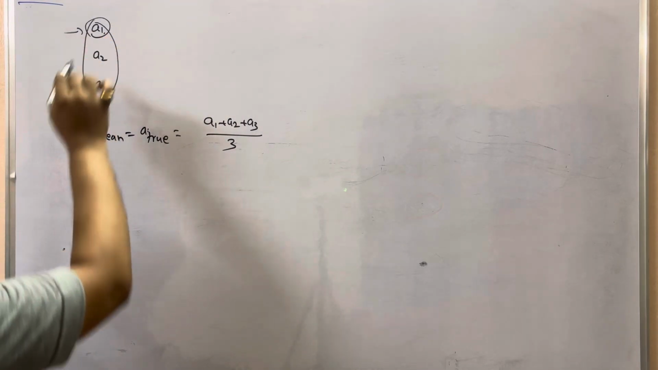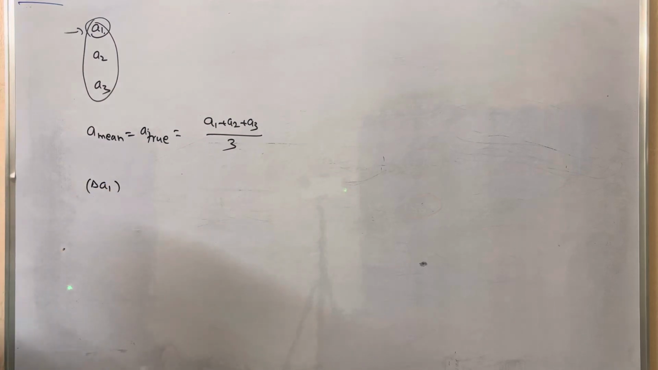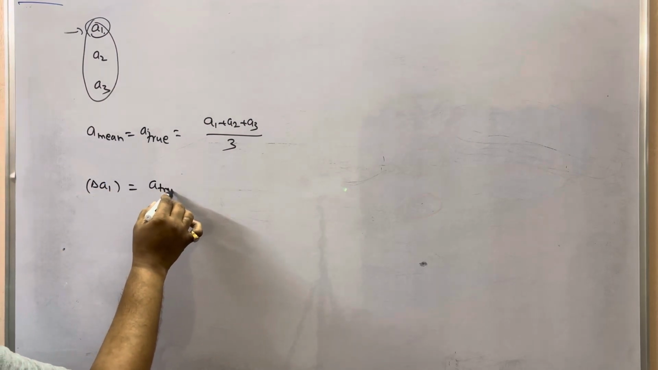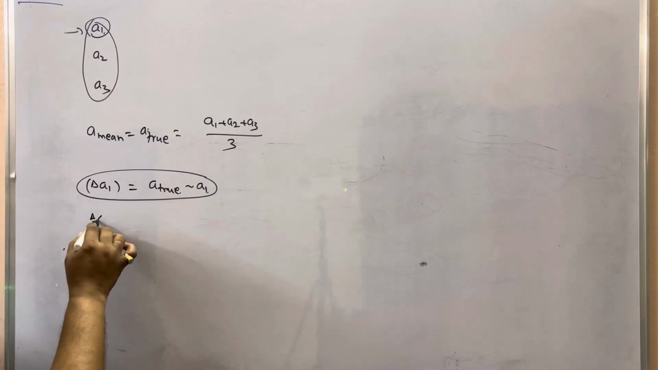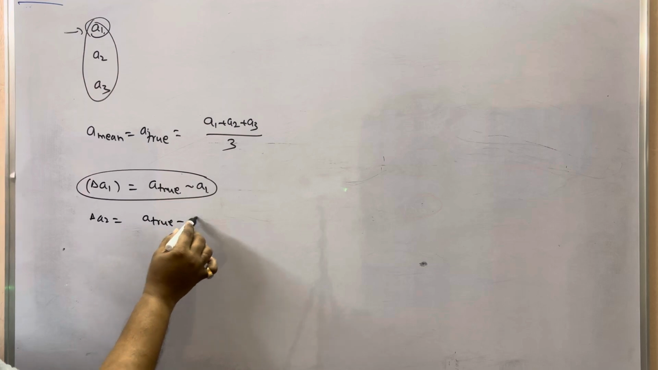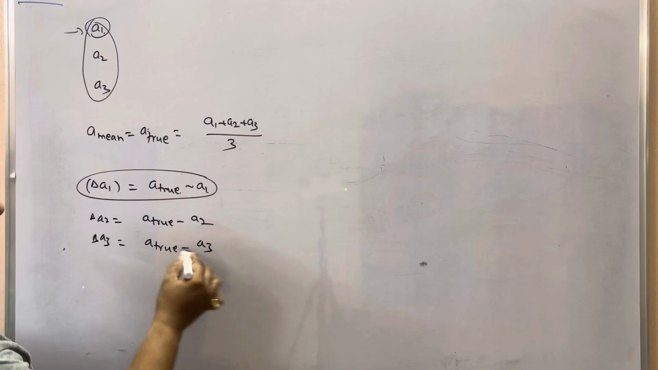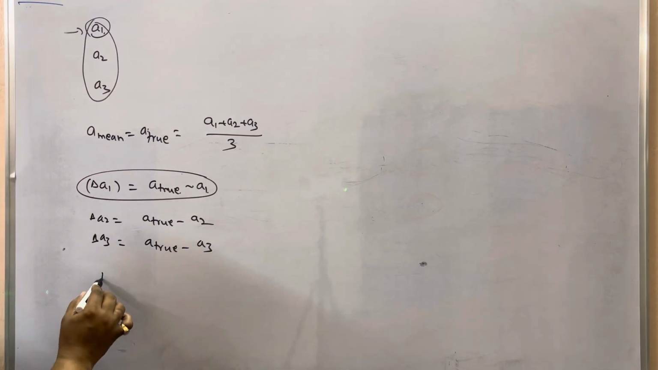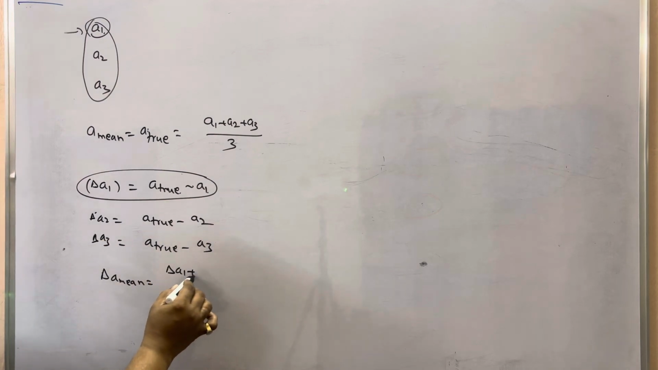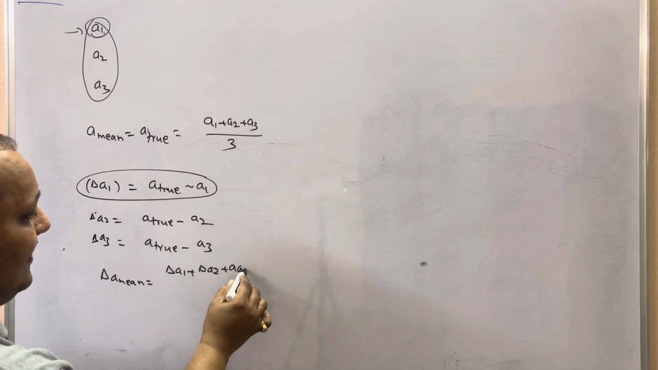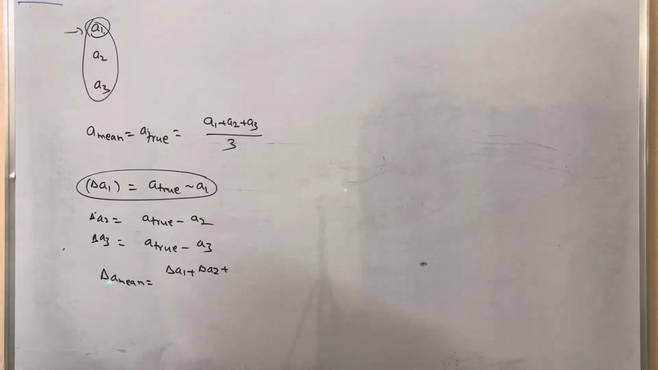Now, absolute error. Absolute error in A1 is denoted with delta A1. This will be A true value minus A1. Like that, delta A2 is A true value minus A2, and delta A3 is A true value minus A3. Next, delta A mean means the average of all absolute errors: delta A1 plus delta A2 plus delta A3 by 3.